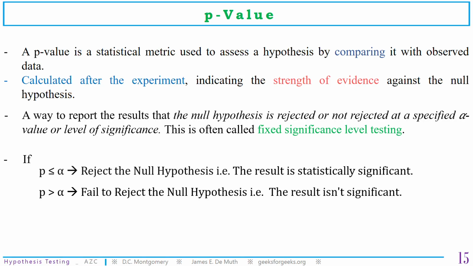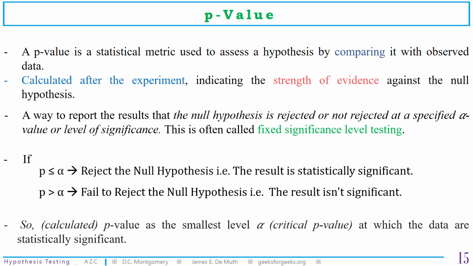If p is less than or equal to alpha, reject the null hypothesis. That is, the result is statistically significant. If p is greater than alpha, fail to reject the null hypothesis, that is, the result is not significant. So, the calculated p-value is the smallest level alpha, meaning the critical p-value at which the data are statistically significant.